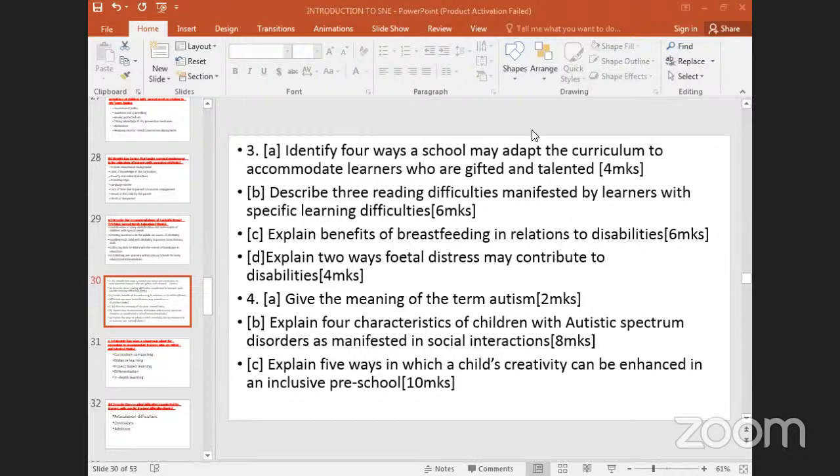So let's look at question 3C as the last question. Explain the benefits of breastfeeding in relation to disabilities.